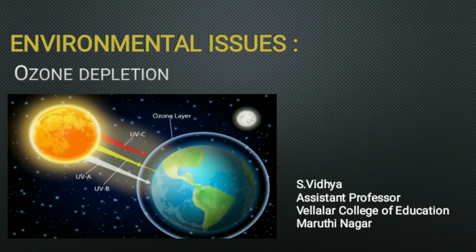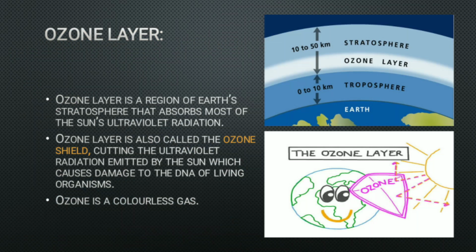Now I am going to talk about the topic environmental issues in ozone depletion. Ozone layer. What is ozone layer? Ozone layer is a region of Earth's stratosphere that absorbs most of the sun's ultraviolet radiation. Ozone layer is also called the ozone shield, cutting the ultraviolet radiation emitted by the sun which causes damage to the DNA of living organisms.